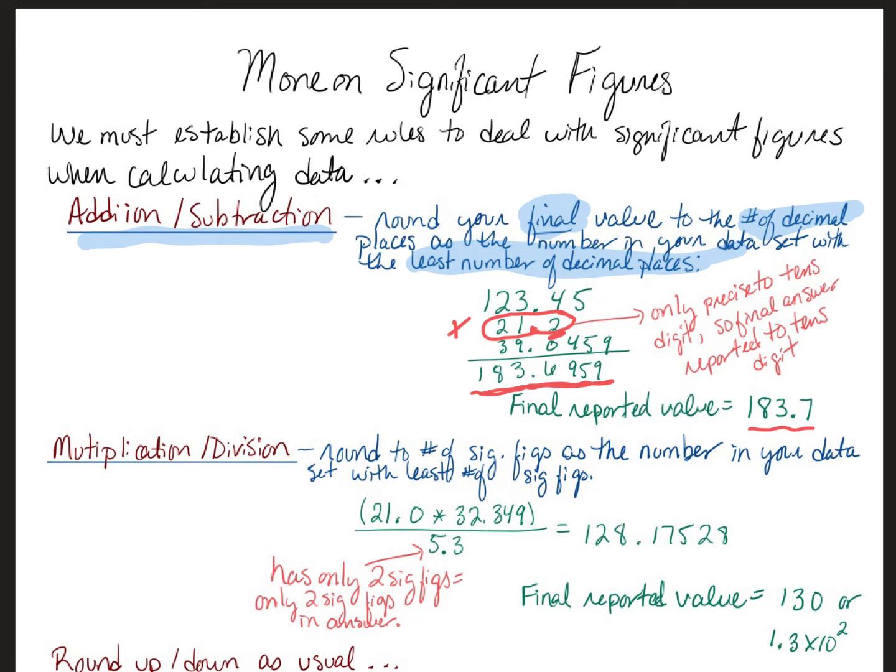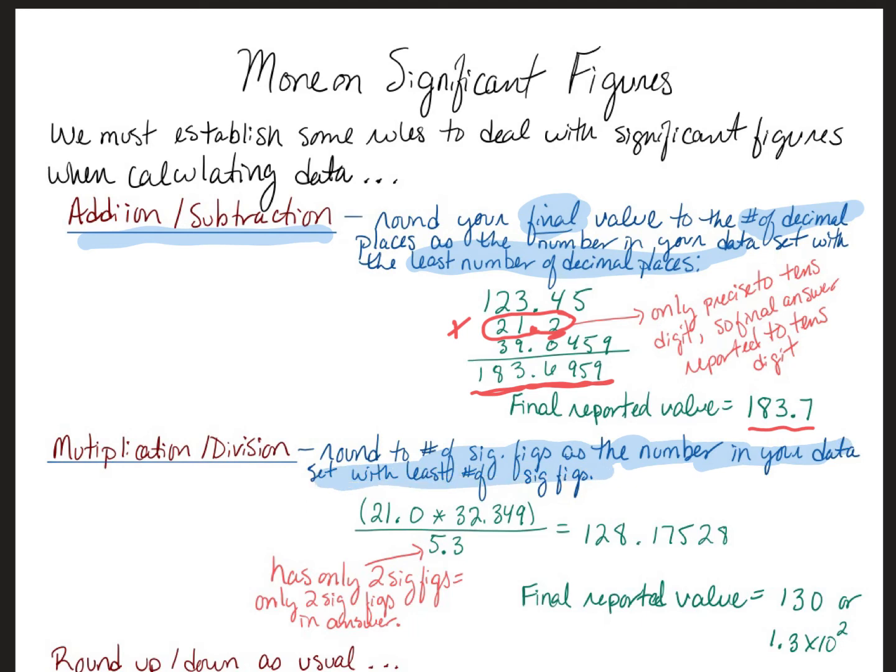So when it comes to addition and subtraction, that's one set of rules. Honestly, I think we use multiplication and division more in chemistry for the most part. But in multiplication and division, what we do is we look at our data set. And we're not talking about exact numbers, and we'll talk about that more in a minute. But what we do here is we round to the number of significant figures equal to the number in your data set with the least number of significant figures.